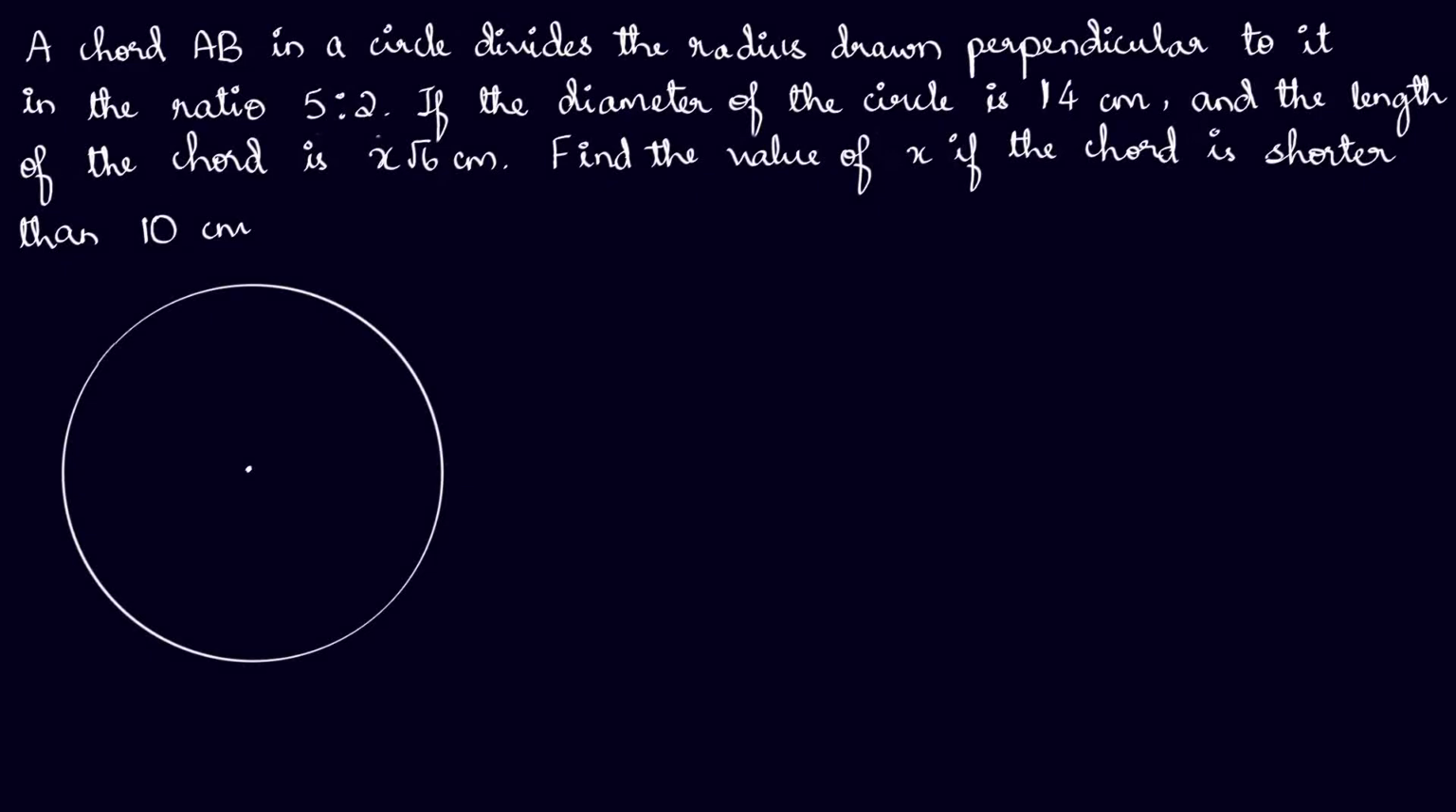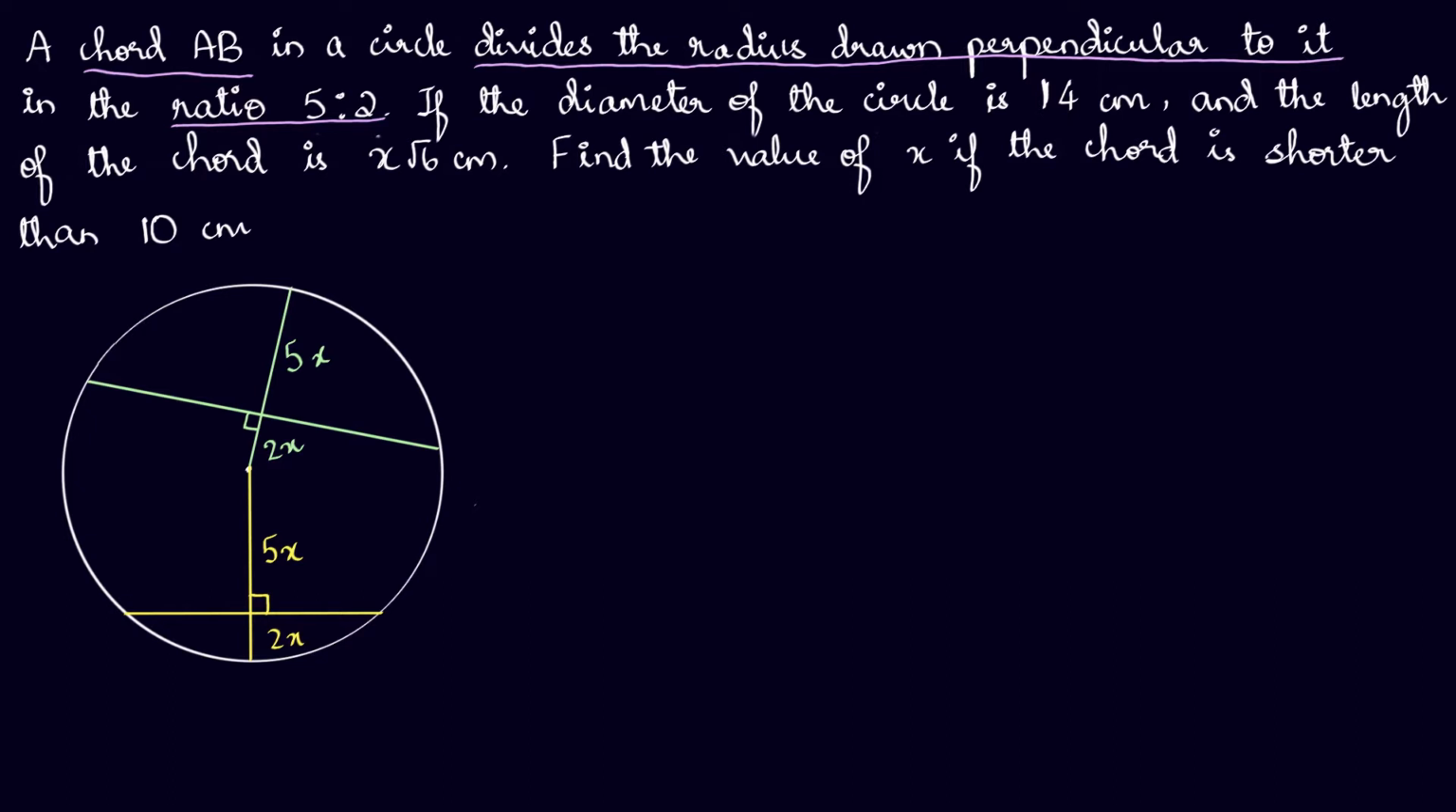Hey there. So here's a question, let's look at it. There's a circle, of course, and there's a chord AB in that circle. And that chord is not just any chord, it divides the radius drawn perpendicular to it in the ratio 5:2. Now we can have that in two possible ways, where the 5:2 is in either this way or this way. We don't know which of it is, but let's uncover more information.